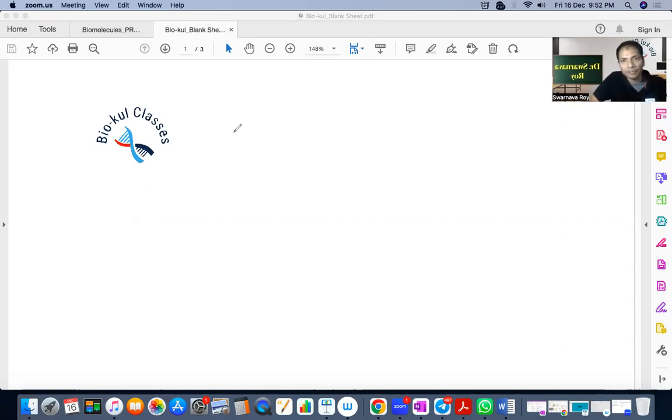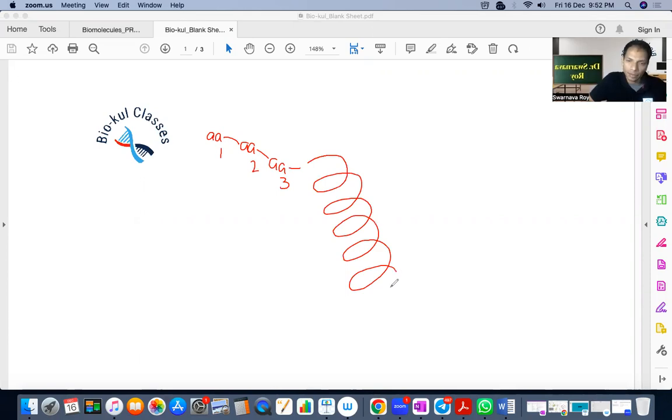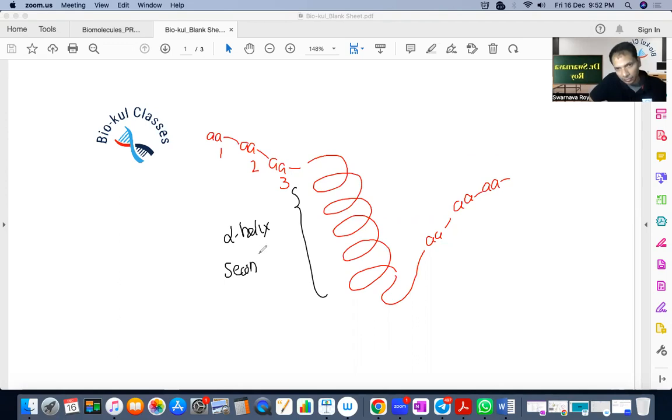So we have amino acid 1, amino acid 2, amino acid 3, and then suddenly we have a helical structure in the middle. Again, from here we have amino acid, amino acid, amino acid. This part is called the alpha helix secondary structure.